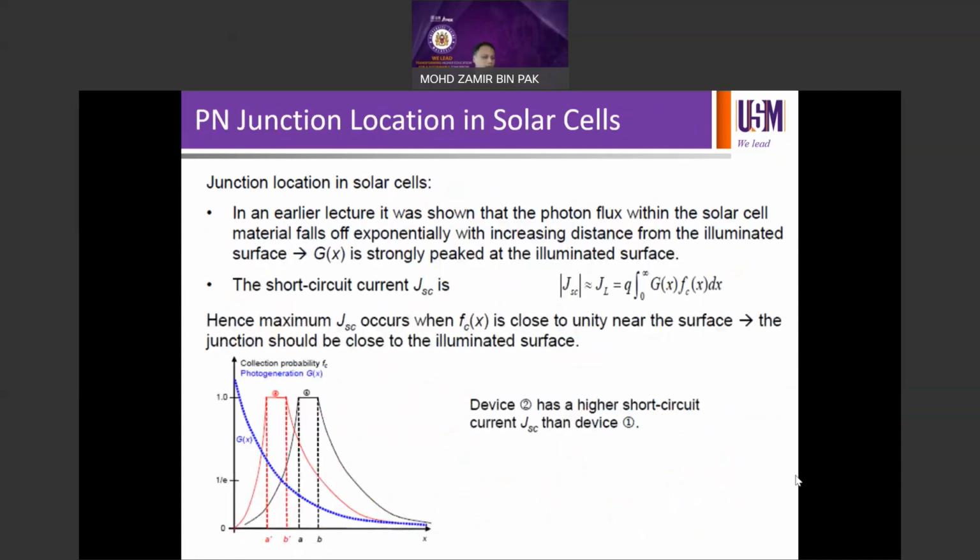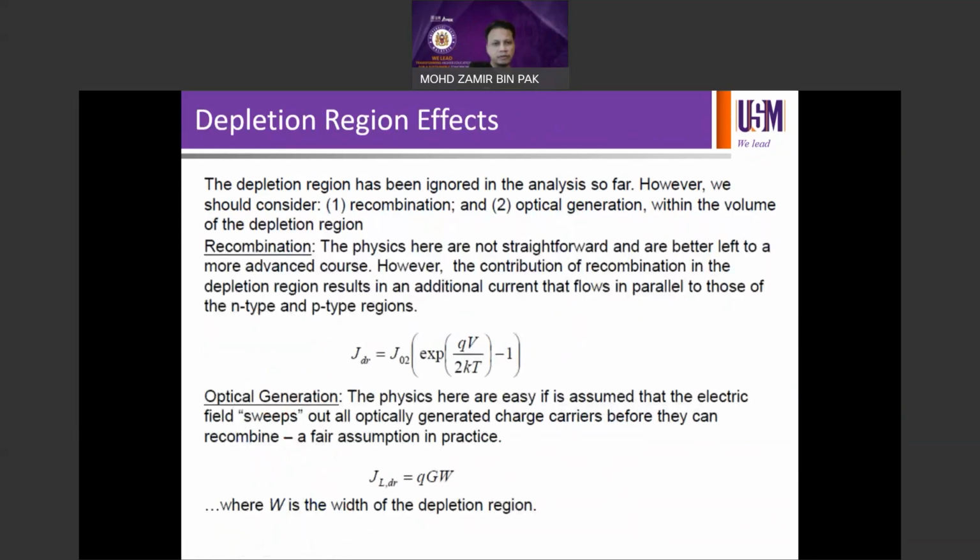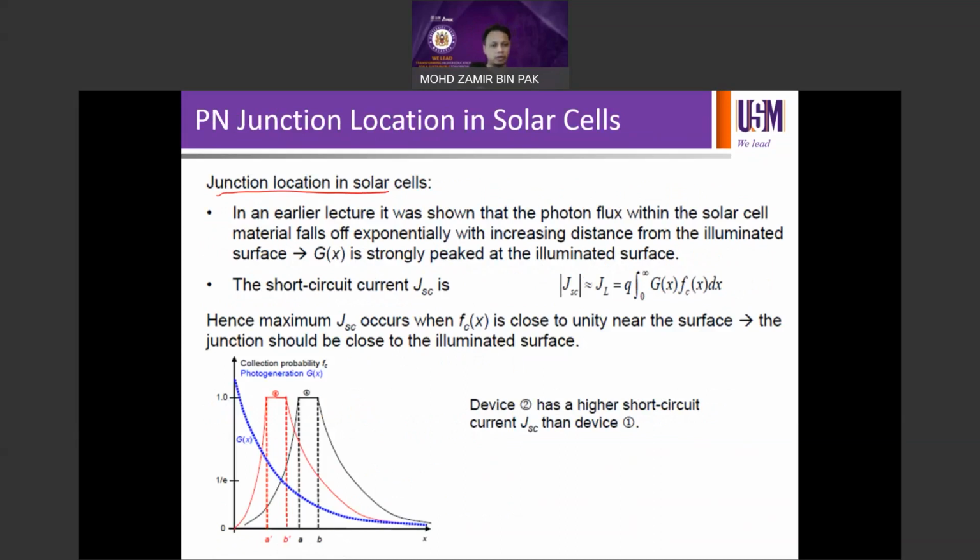Since the illuminated junction is very related to solar cells, we can use this collection probability principle in order to design our solar cell. For this particular slide, I'm just going to show you how the principle of collection probability and the diffusion length can help in designing the junction location in your solar cell.